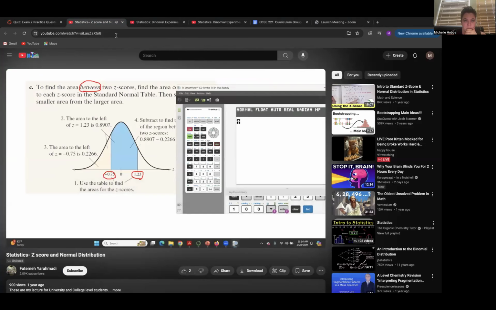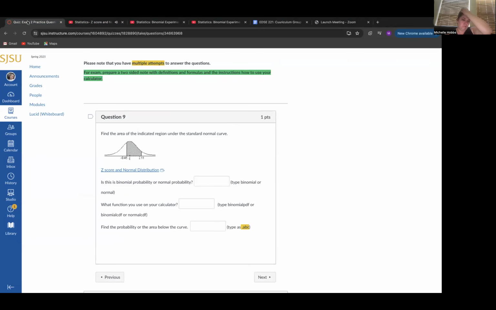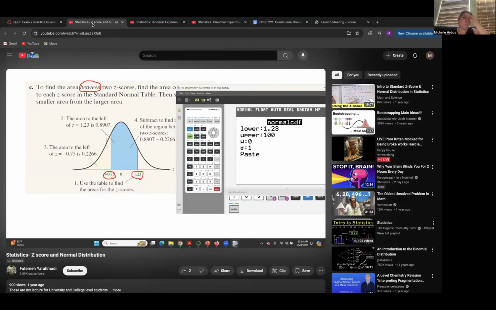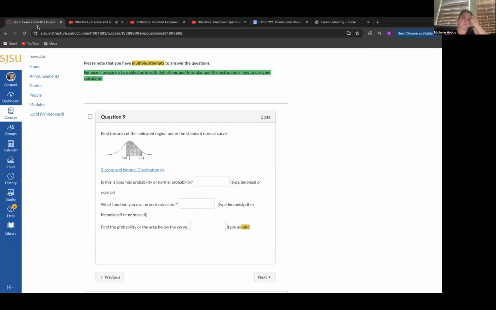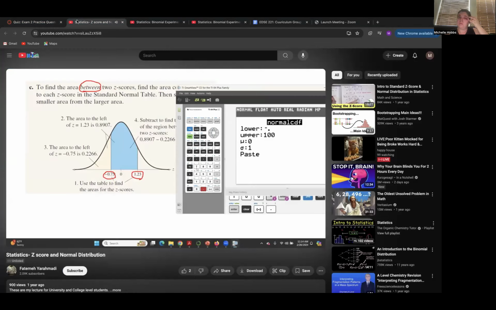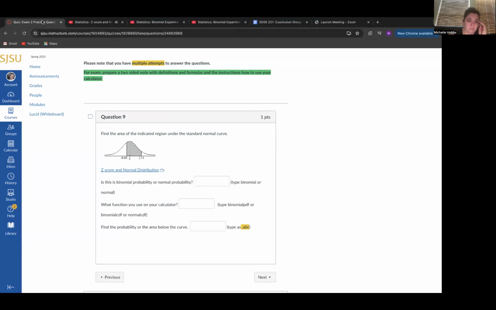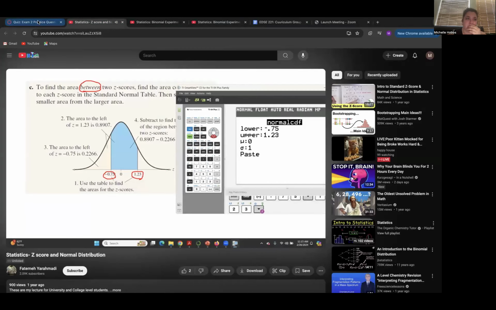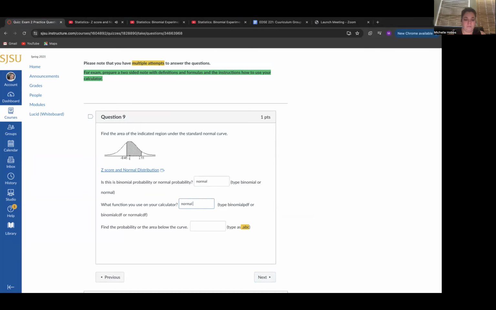There, click second vars and find normal CDF. Your lower bound is negative 0.75, and your upper bound is 1.23 on the horizontal line. So you're looking at this little piece on the horizontal line. For a z-score, the mean is always 0 and the standard deviation is always 1. So since you're dealing with z, you have to keep these fixed as 0 and 1.